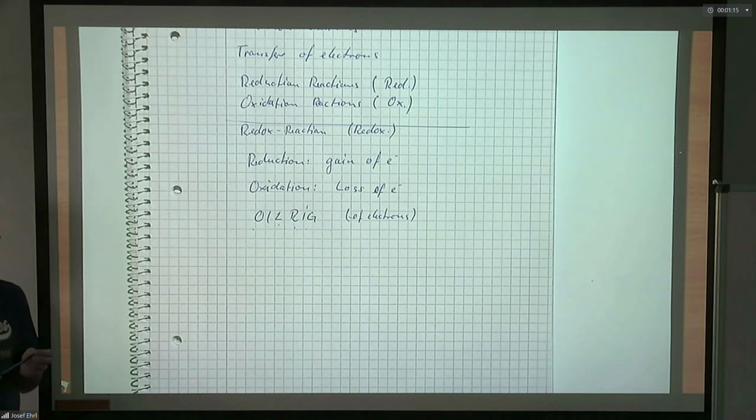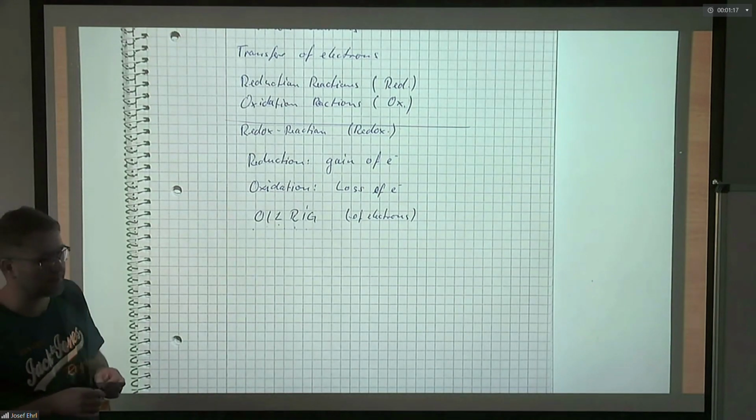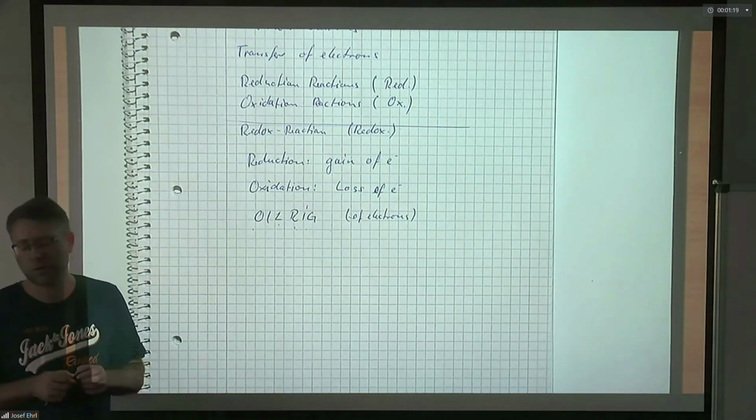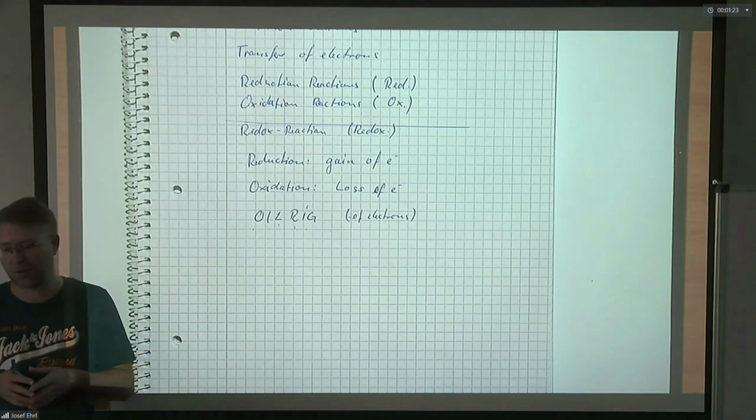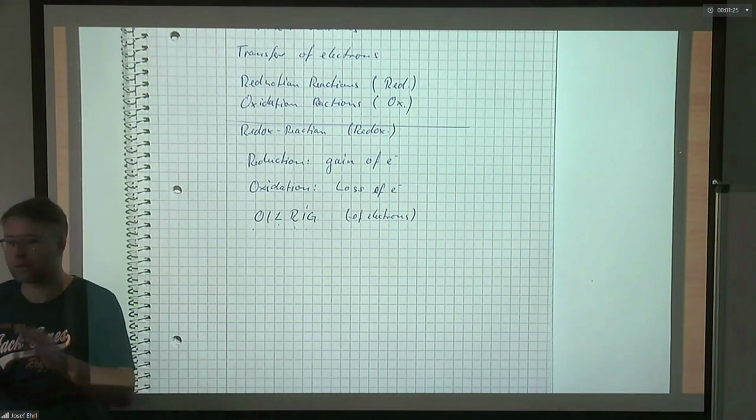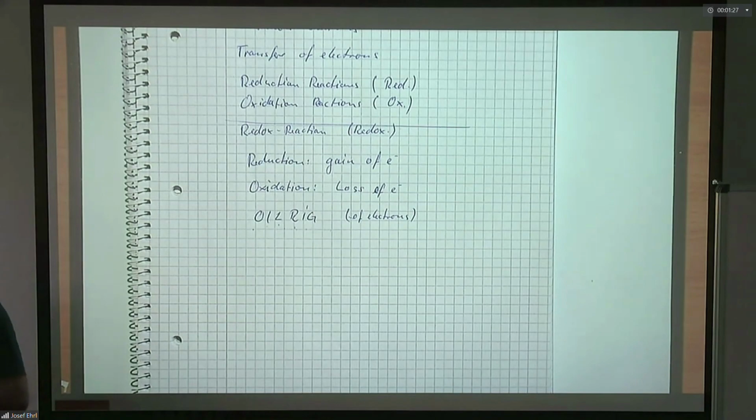That would mean for an element in the second main group, what could the maximum oxidation number be there? +2. It can give away only 2 electrons because it has no more than 2 outer electrons. Otherwise, we would open the next shell already, and this requires a very high amount of energy. So it's basically not possible.